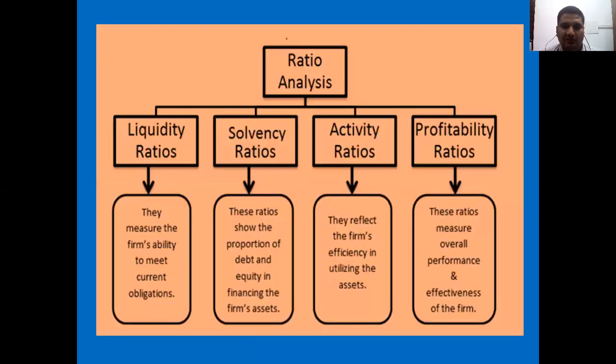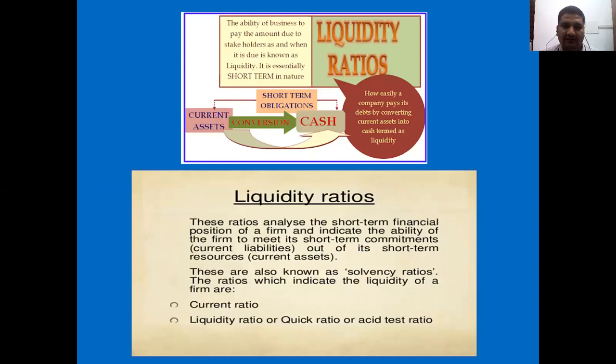So, classification of ratios. Usually, we can see that there are four classifications. First one is liquidity ratio, second one is solvency ratio, third one is activity ratio, and fourth one is profitability ratio. The liquidity ratios measure the firm's ability to meet current obligations. Second, solvency ratios show the proportion of debt and equity in financing the firm's assets. Third, activity ratios reflect the firm's efficiency in utilizing the assets. And the fourth one, profitability ratios. These ratios measure the overall performance and effectiveness of the firm.